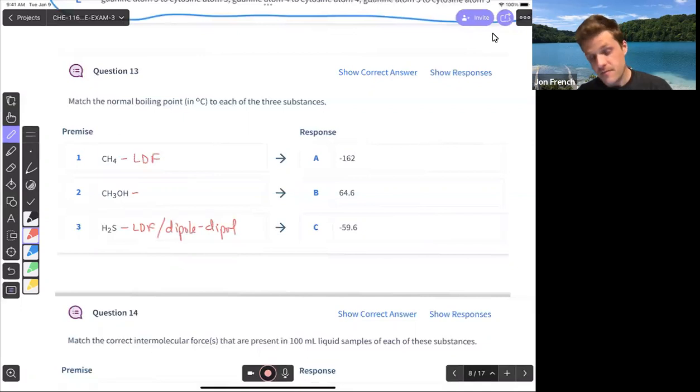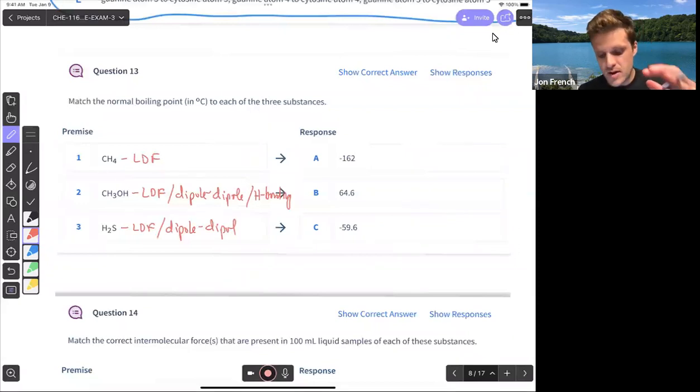Methanol is very polar. It's got hydrogen bonding, right? So it's going to have London dispersion forces, dipole-dipole, and hydrogen bonding. So the fewer and weaker the intermolecular forces, the lower the boiling point. So methane is going to have the lowest boiling point, right?